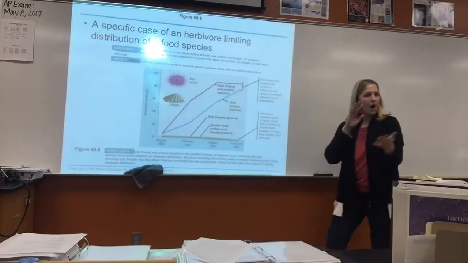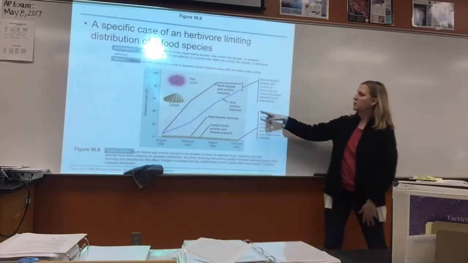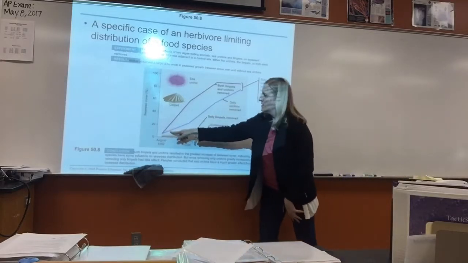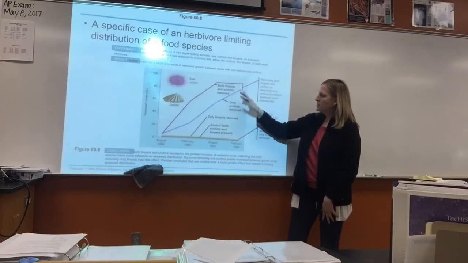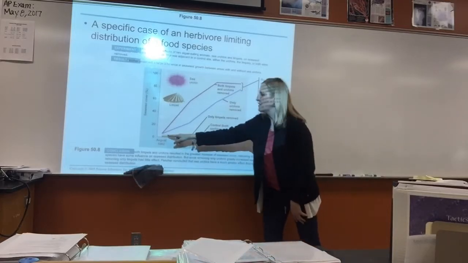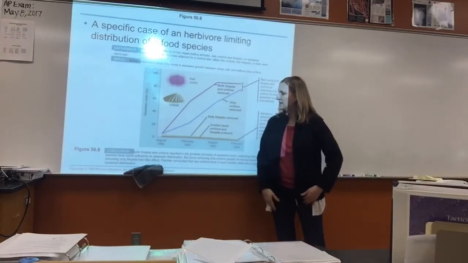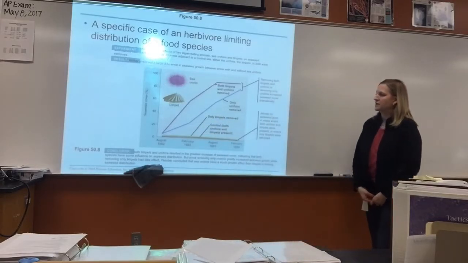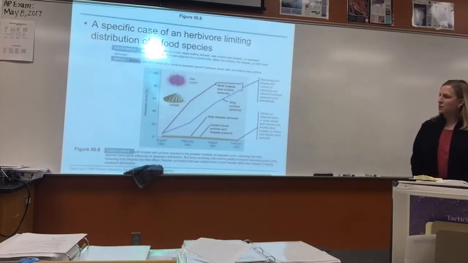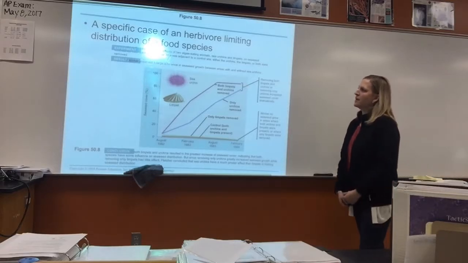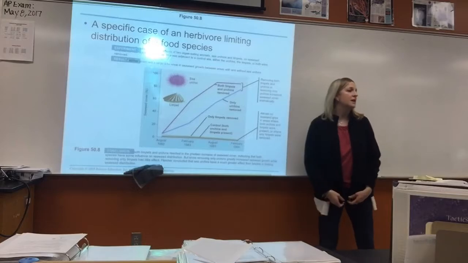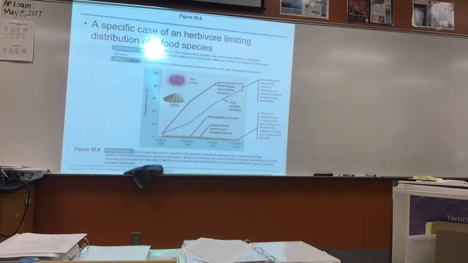Then they removed just one of them. They removed only the sea urchins, and the seaweed growth went up. So they left the limpets. And then the green line down here, they only removed the limpets and left the sea urchins. So my question to you is, which organism seems to limit the distribution of the seaweed cover? Which one has the greatest effect on the seaweed cover?